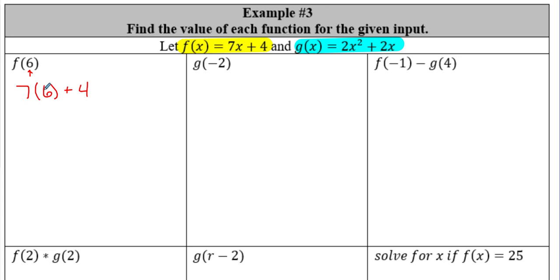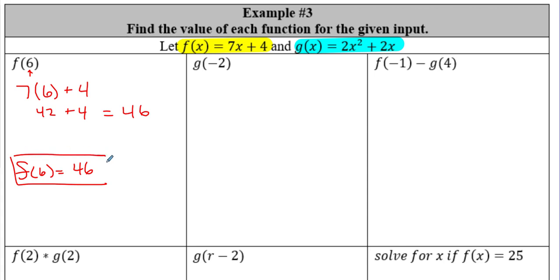7 times 6, 42 plus 4 is going to give me 46. So that means f of 6 is equal to 46. Boom, done. All right.